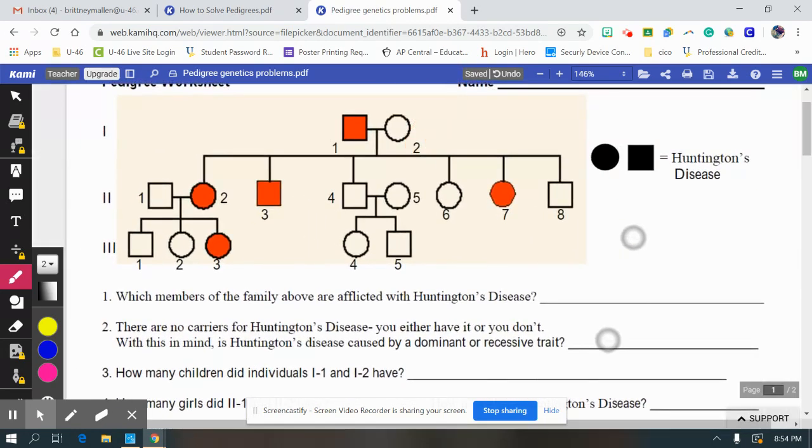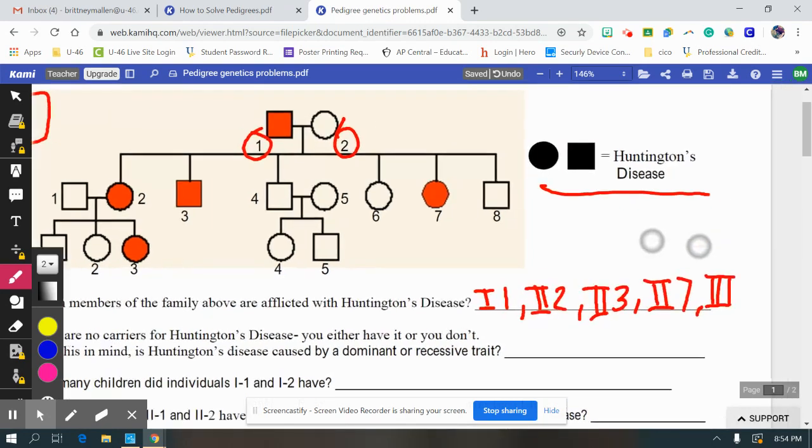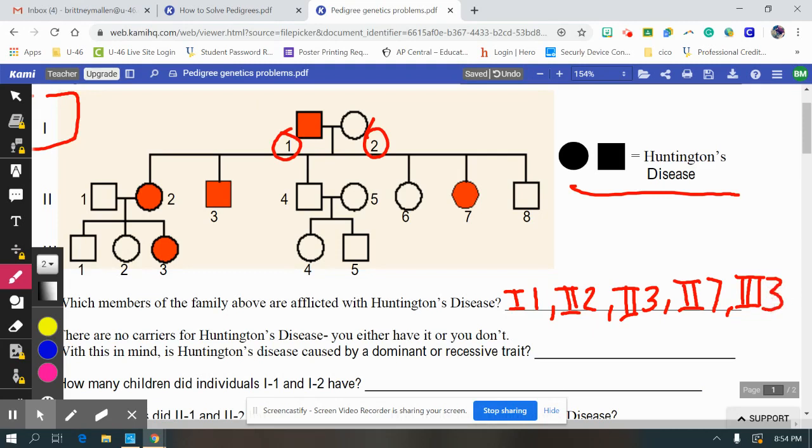So when we answer this question, who's afflicted, we know generation 1, individual 1 is affected. We know generation 2, individual 2, generation 2, individual 3, generation 2, individual 7, and generation 3, individual 3. And that is everybody in red.